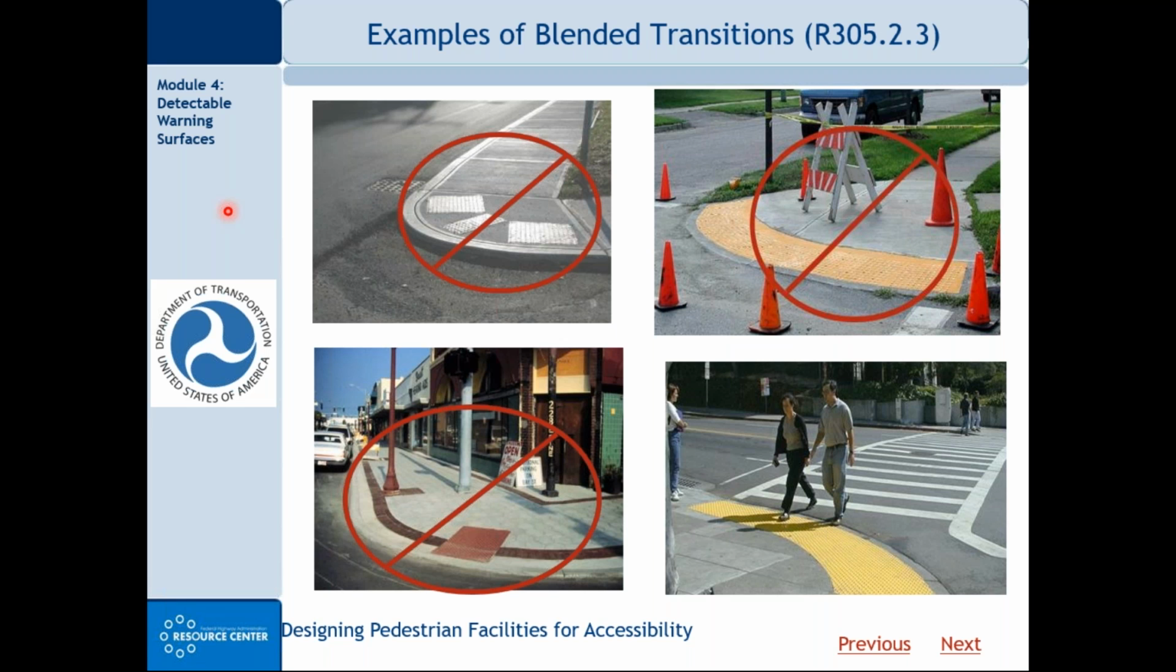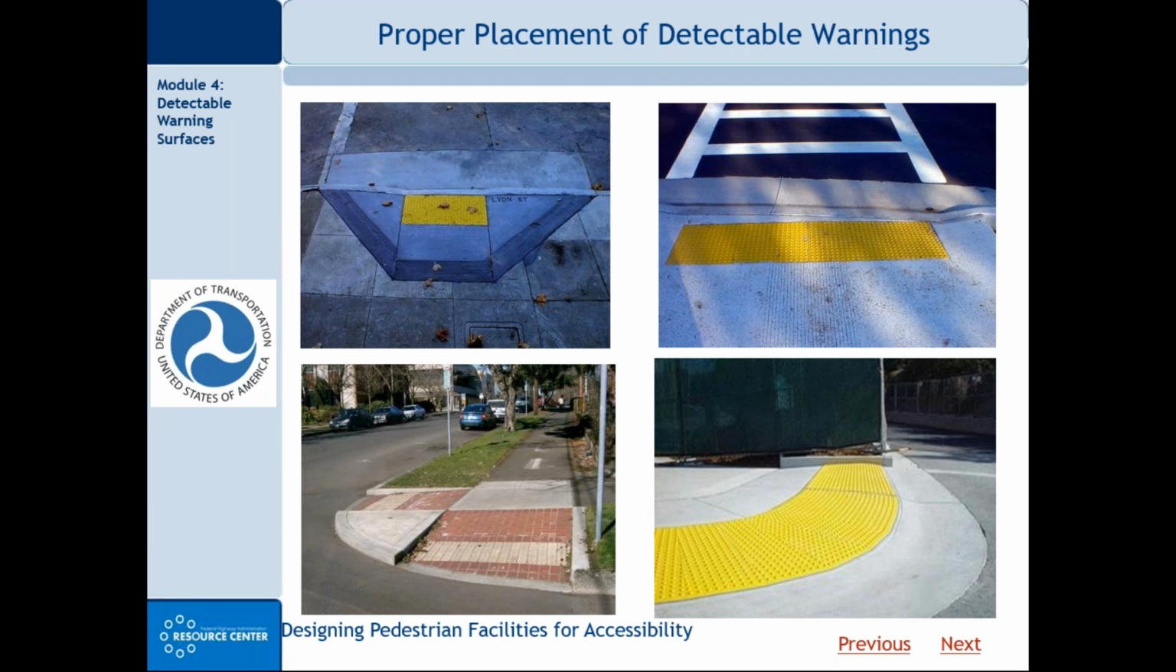And then in the lower left here, this is the detectable warning. It's like the whole length of the ramp. But the problem is the curb is missing throughout this. This is like a blended transition. The curb is missing throughout the whole corner. And again, as I said, we need to have detectable warnings everywhere the curb is missing. Here's some other examples of proper placement.